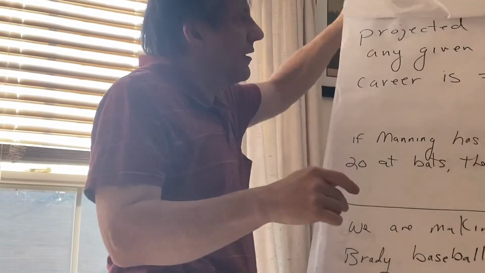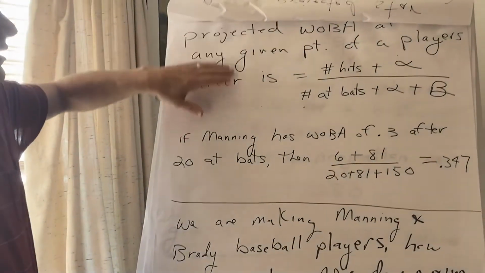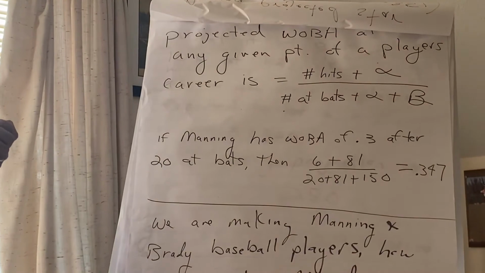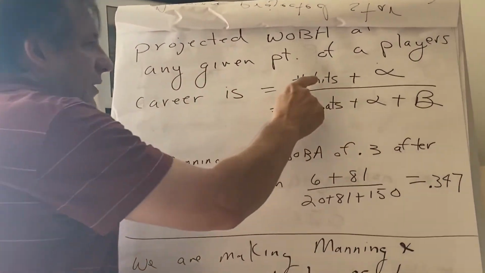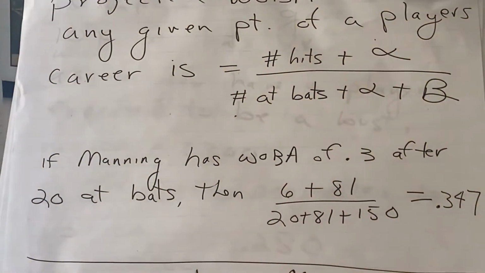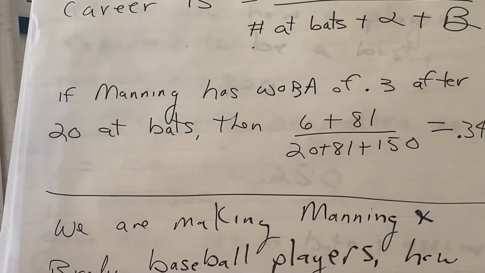Okay. How can we project the WOBA of any given point of a player's career? Here is the formula: number of hits plus alpha over number of hits plus alpha plus beta. So, for example, let's just say Manning comes in and he's projected to have a .351 in baseball.